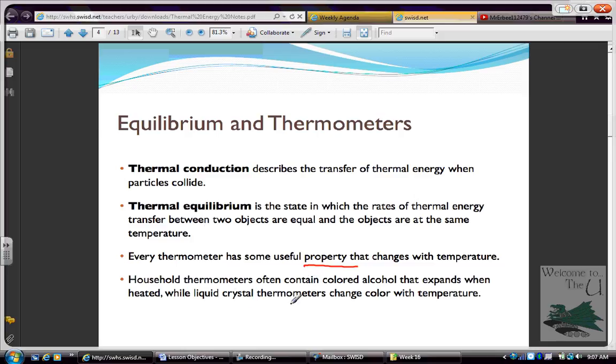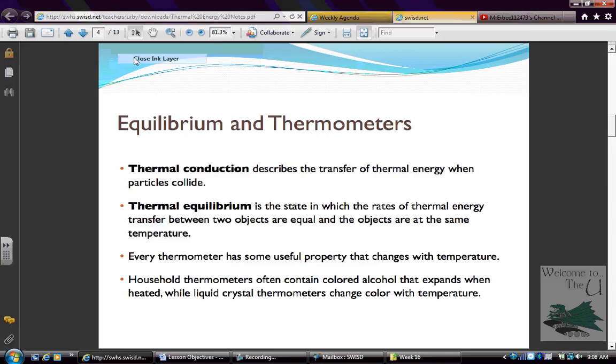Same thing here with the liquid crystal thermometer. They just change color. Usually they'll have like blue as a cold color and red for the hotter colors. And they'll have like a little scale that shows you the temperature on it. So we need to go ahead and talk a little bit about temperature scales because that's also important in understanding some of the stuff we're going to do in this class regarding thermal energy and heat transfer.